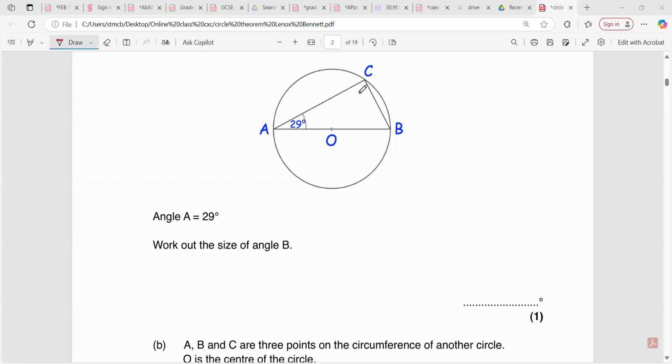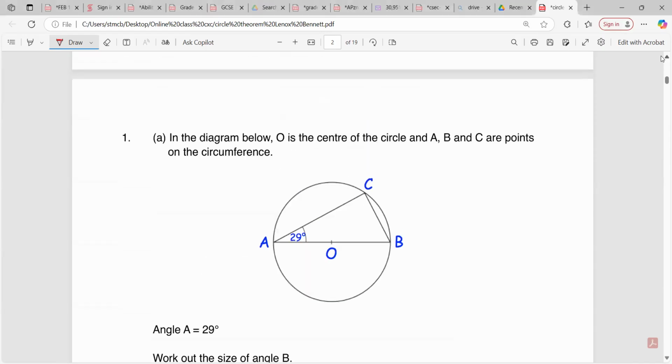Alright, we must find the angle. There was some reading in it too. They say in the diagram below, O is the center of the circle, A and B are points on the circumference, and angle A is 29.